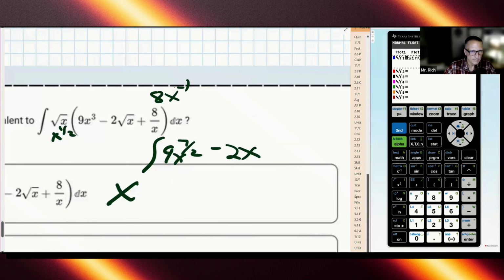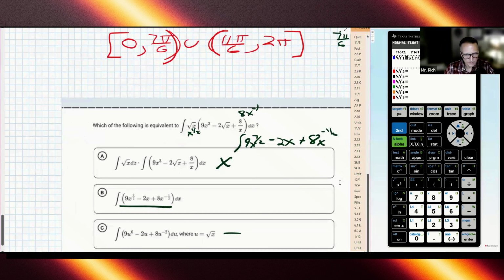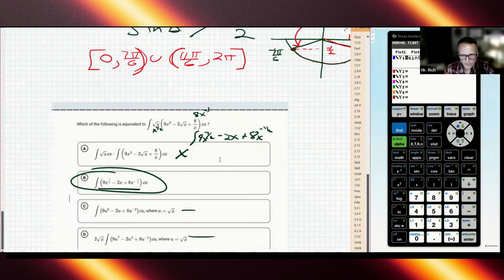1/2 times x to the minus 1 would be adding those exponents. I think that would be x to the minus 1/2. Let's see. Yeah, all of a sudden I am in love with answer B because I think that is equivalent right there by just distributing. U substitution didn't make much sense there. So I'm going with B, and I would be pretty confident in that answer.